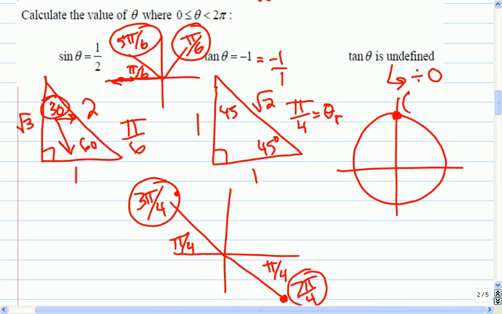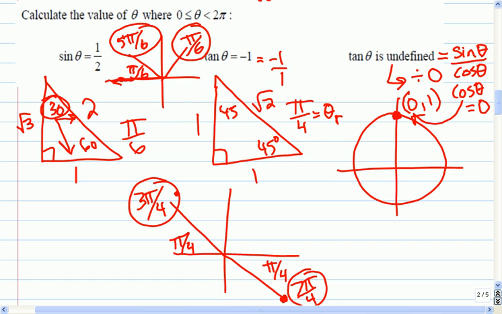So the coordinates here are 0 and 1. This is the problem because the cosine of theta equals 0, which means sine divided by cosine is going to be undefined. So that's the problem, is because I've divided by 0, because the cosine is 0.